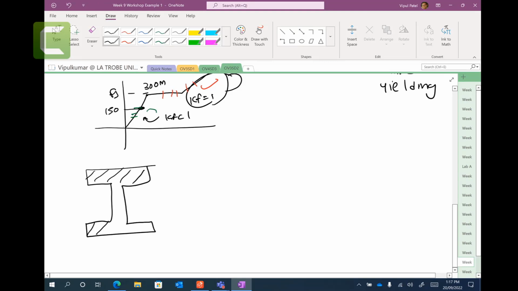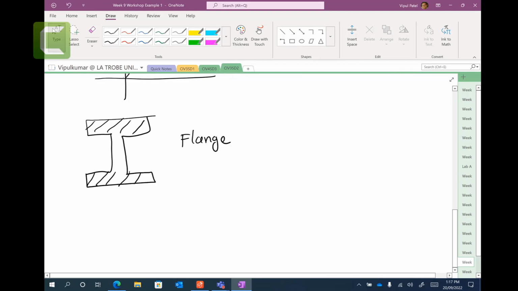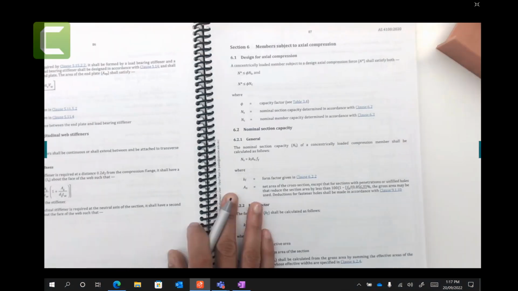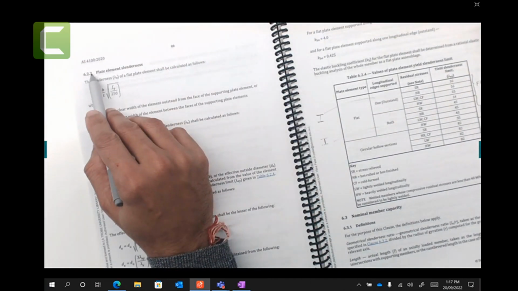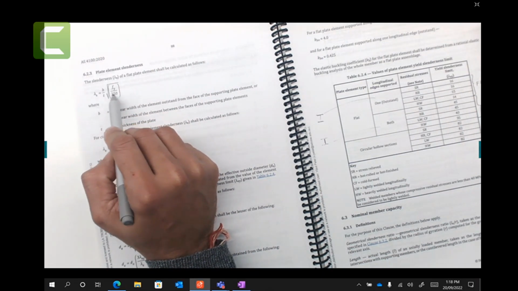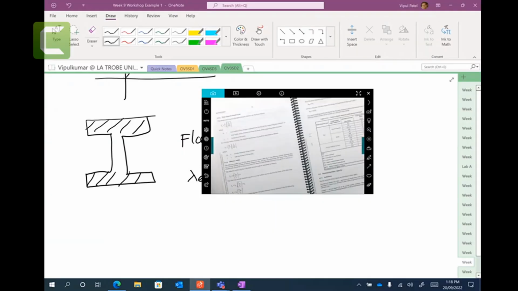That is your flange. So let's work on the flange first and check whether it is going to give you slender sections or compact sections. We can calculate the lambda e value for this, b over t times the square root of Fy over 250. These equations come from plate element slenderness in clause 6.2.3, lambda e equals b over t times root of Fy over 250. That is for the flange.